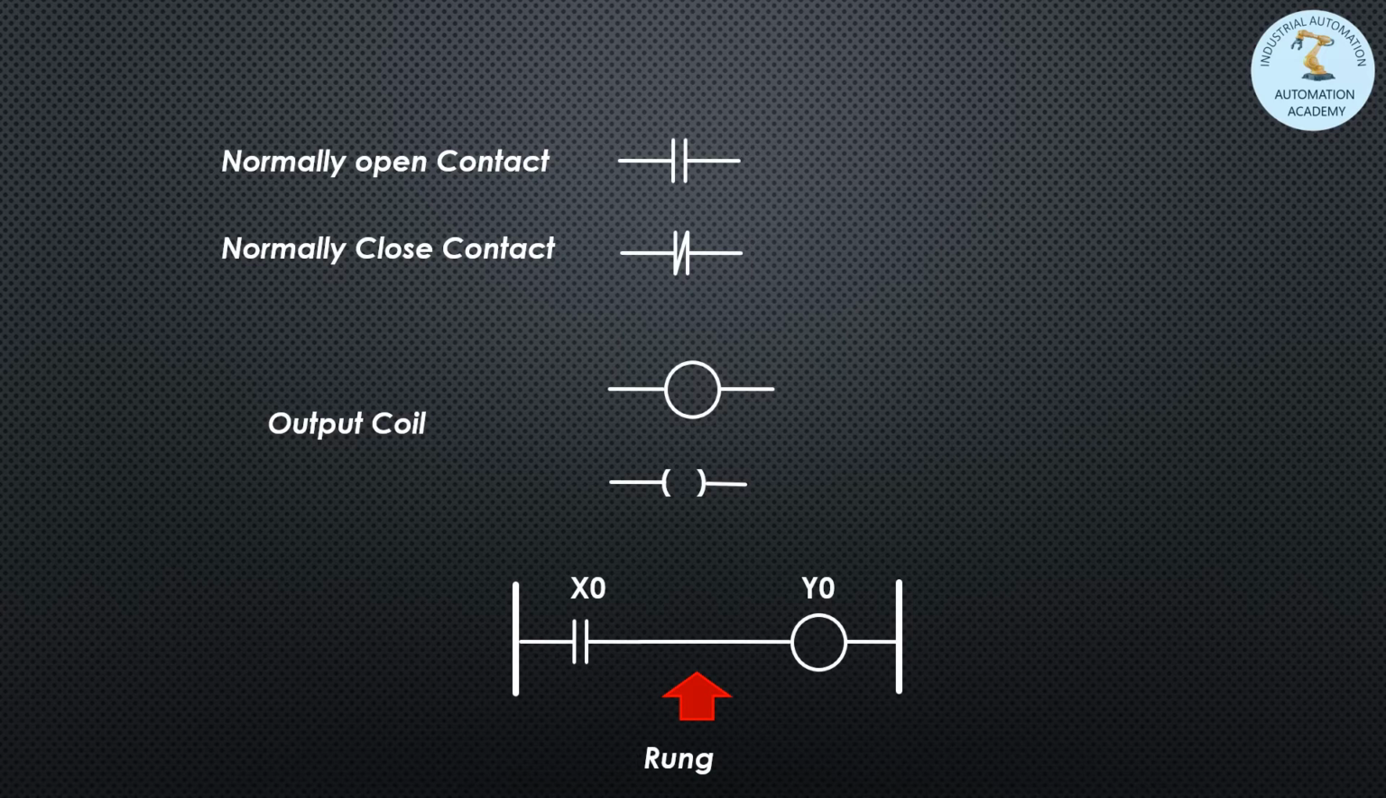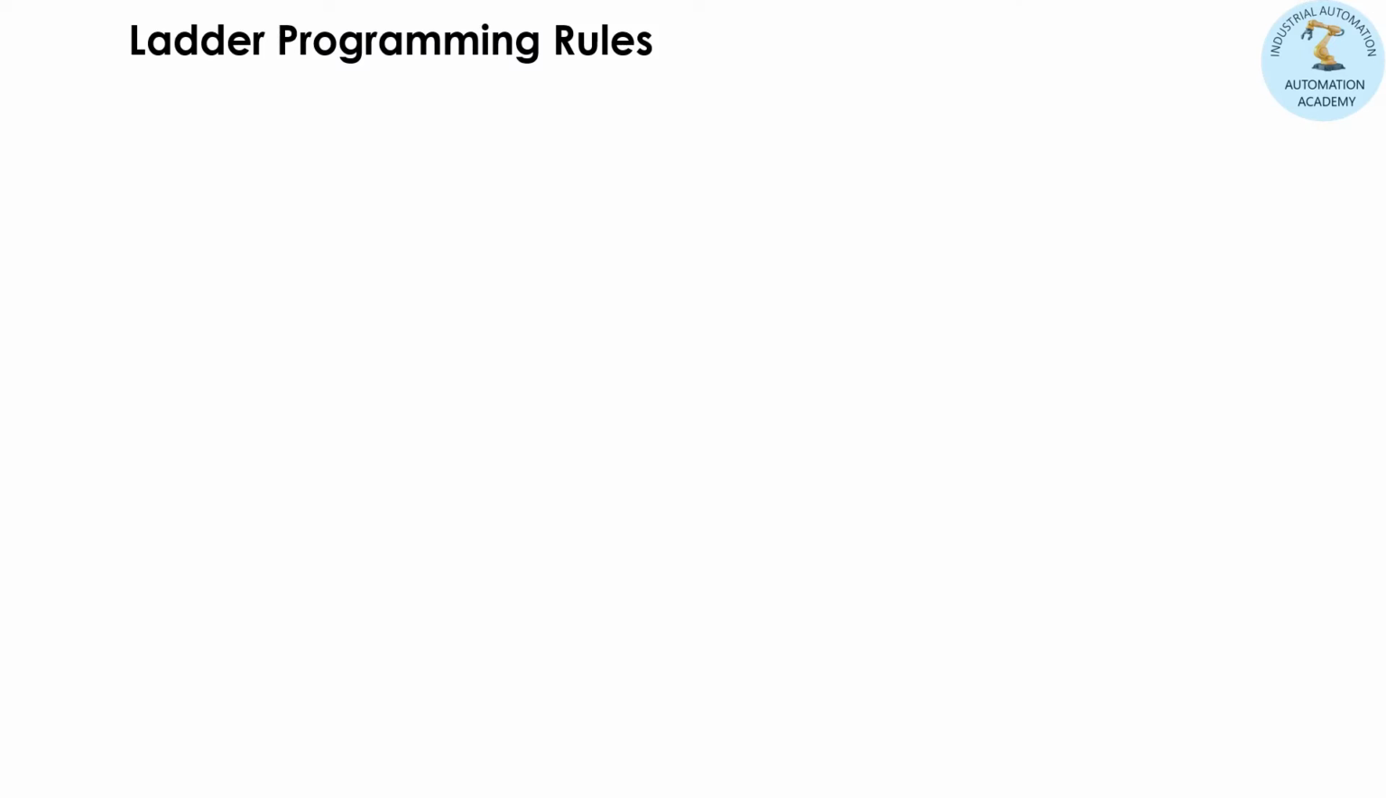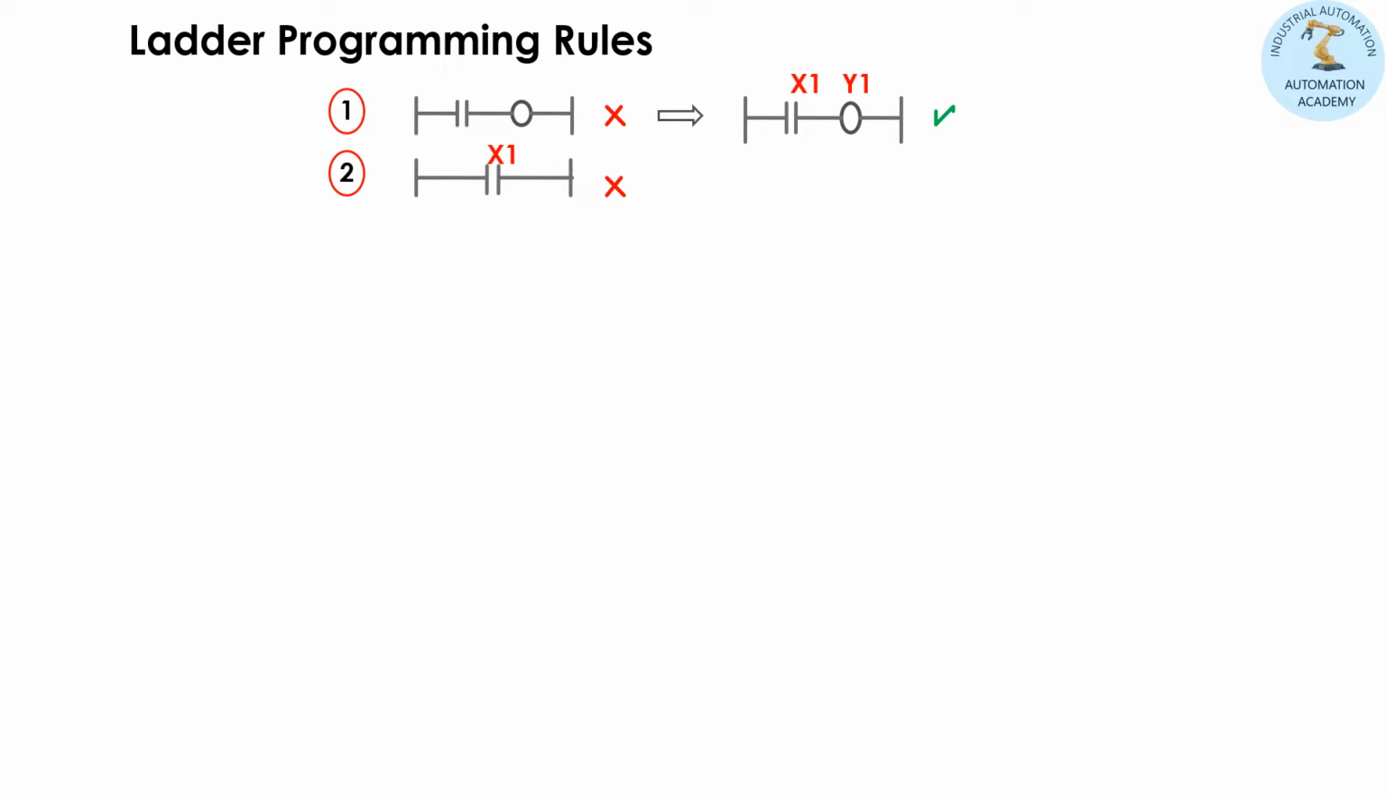Then we will see what the rules are for developing a ladder diagram. Inputs and outputs must be named, and this is not correct and can be corrected like this. Any rung must have an output, and this rung has only an input. Then it is wrong. Any rung must have one or more inputs, and therefore this is not correct.